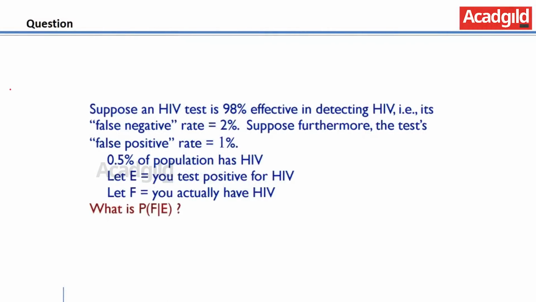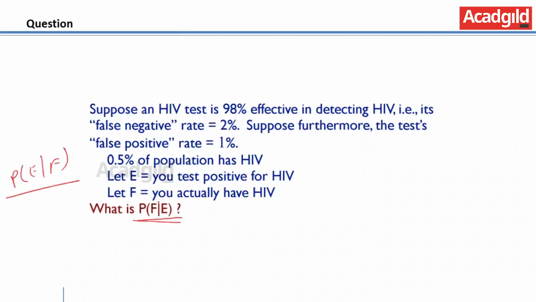And what do we want to calculate? We want to calculate probability F given E. That means someone has gone for a test, the test shows positive, then what is the probability that the person actually has HIV? So what I need to calculate here, using the Bayes theorem, we just reverse this. Okay, what do we know? Do we know P(E given F)?